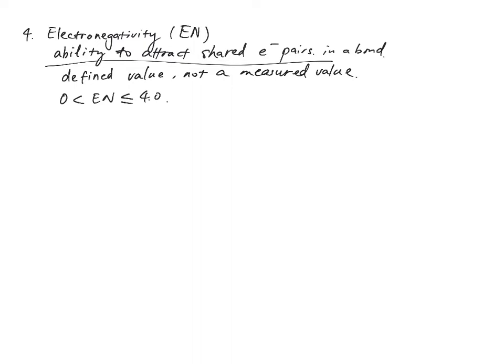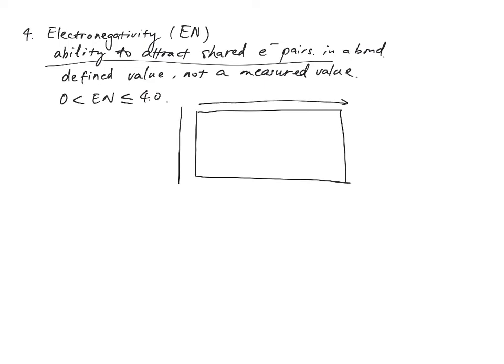And now, again, let's do the trend. And one more time, the trend is the same with ionization energy and electron affinity. It increases from bottom to top, and increases from left to right. And again, we're going to exclude noble gas.